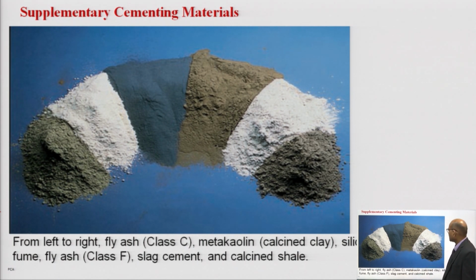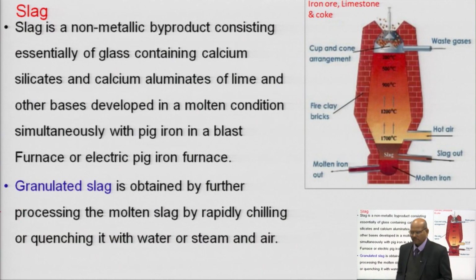Then we have fly ash class F type, that is not hydraulic in nature, but it has totally pozzolanic properties. And then we have slag cement, or you can say GGBF, which is also whitish in color, and we have calcined shale.